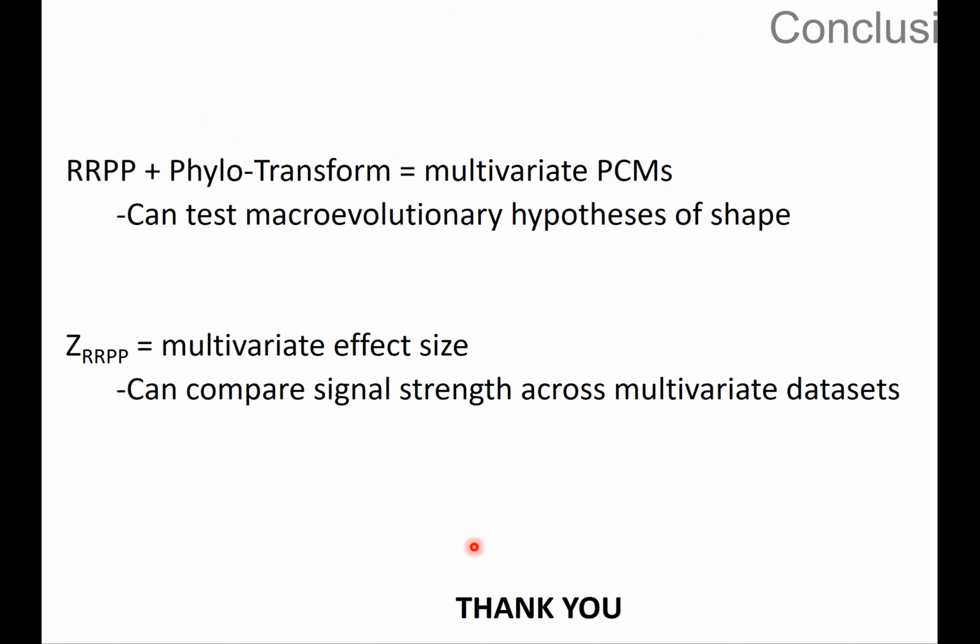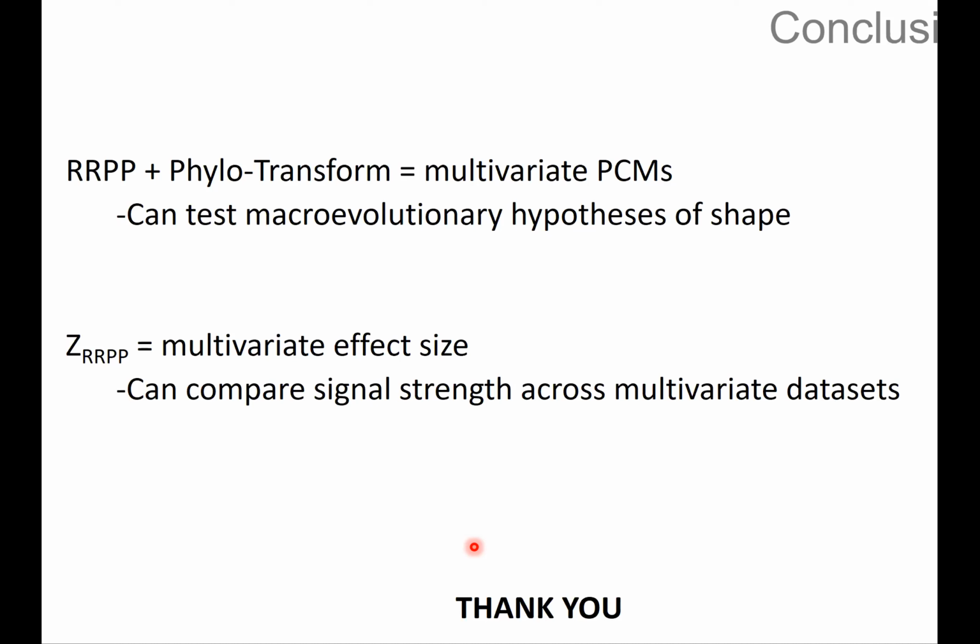Okay, so I think I will wrap up before my computer decides to stop again. There are 2 take-home messages of my talk today. The first is that if we wish to evaluate phenotypes, multivariate phenotypes, in a phylogenetically informed way, the combination of residual permutations and phylogenetic transformation allows us to get there. We use robust test measures and permutation procedures to do so.